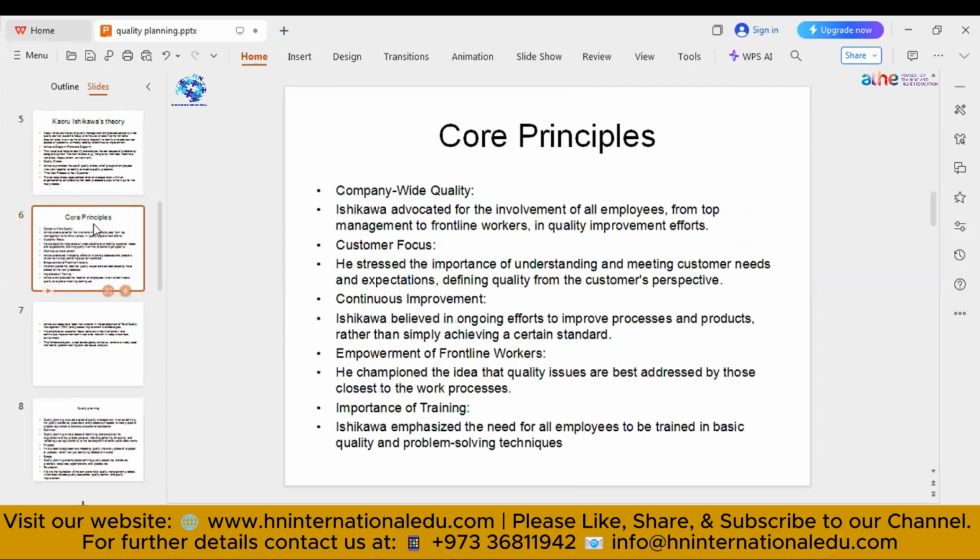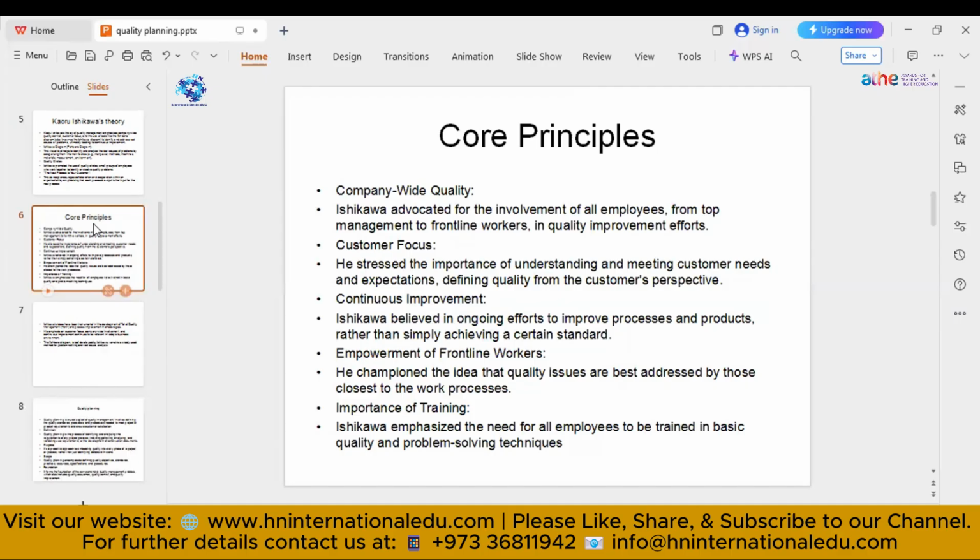Now, what are the core principles of this theory? Company-wide quality. Ishikawa advocated for the involvement of the employees from top management to frontline workers in quality improvement efforts. Okay, he said that it is not only the quality improvement department which is responsible for incorporating the quality. All the employees from top level to the bottom level are equally responsible for improving the quality of the product. So it should be a combined effort. Like everyone should work for the improvement of the quality.